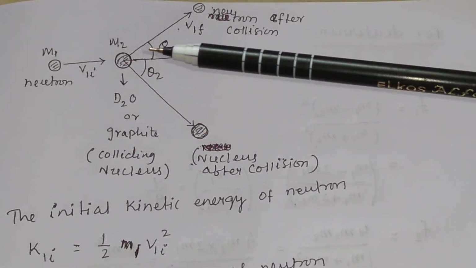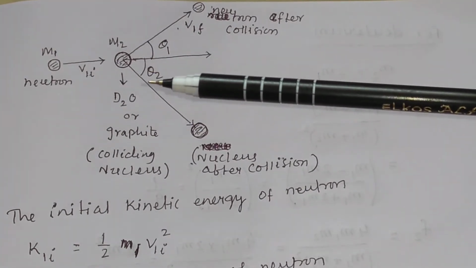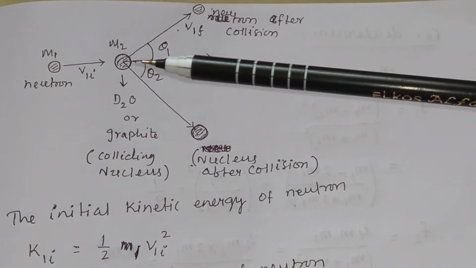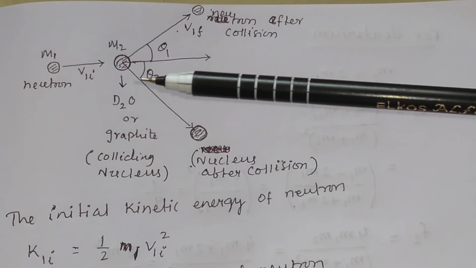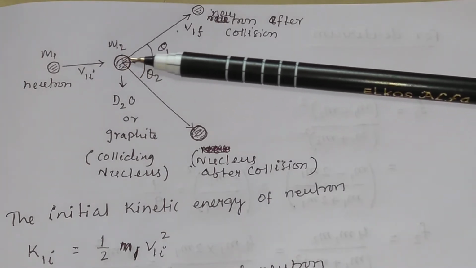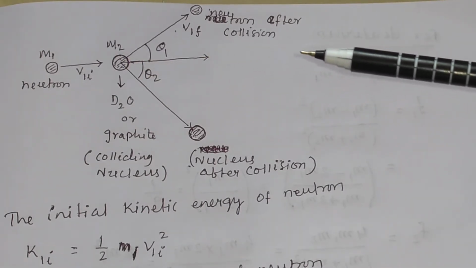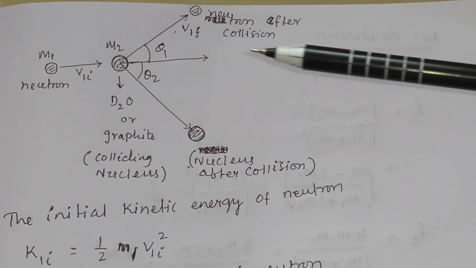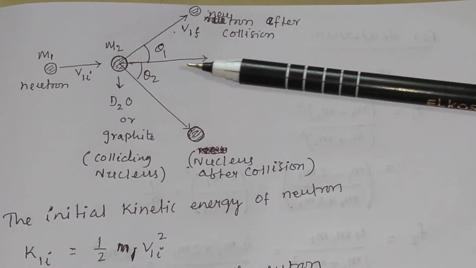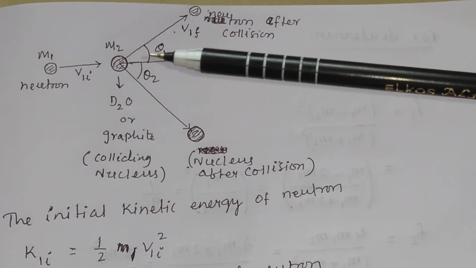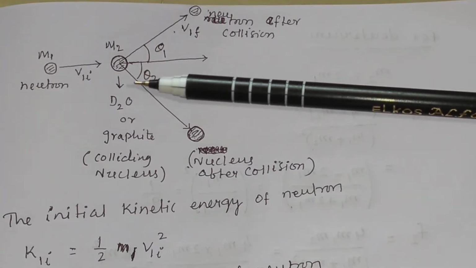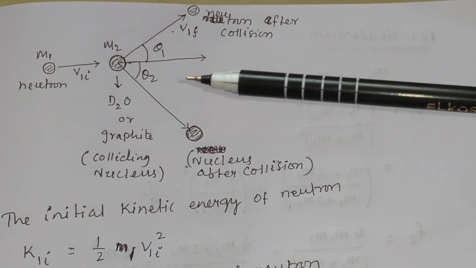And if theta 1 is equal to 0 and theta 2 is equal to 0, then the neutron and the deuterium or graphite will move in the same direction, along this axis, suppose the x-axis, and this is called the head-on collision. In head-on collision, as we have discussed in the previous video, theta 1 is equal to theta 2 is equal to 0.